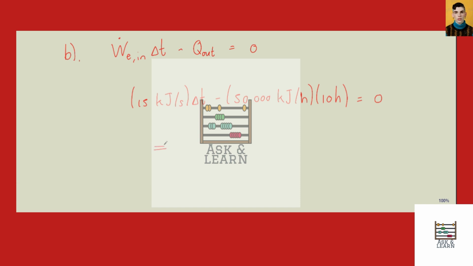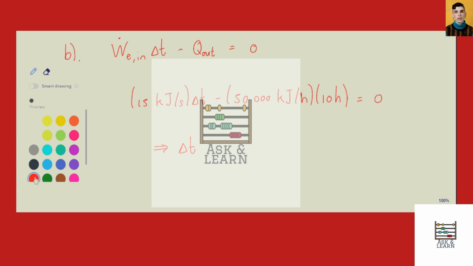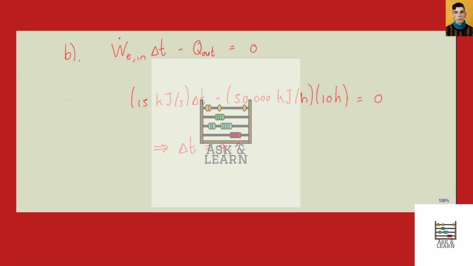So again, we can rearrange and solve for delta T, and we find that this time, if we don't incorporate the solar heating, we have delta T to be 9.26 hours.